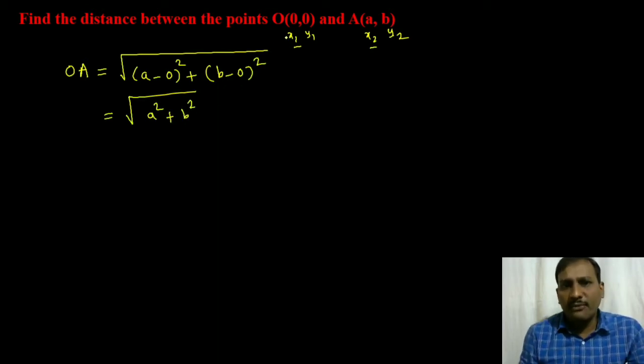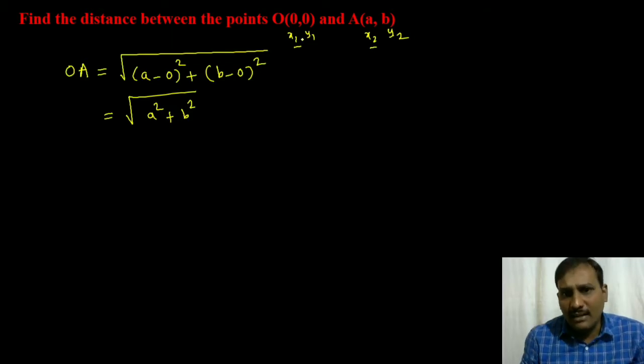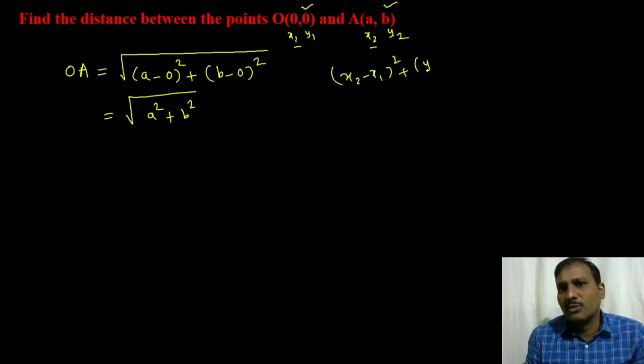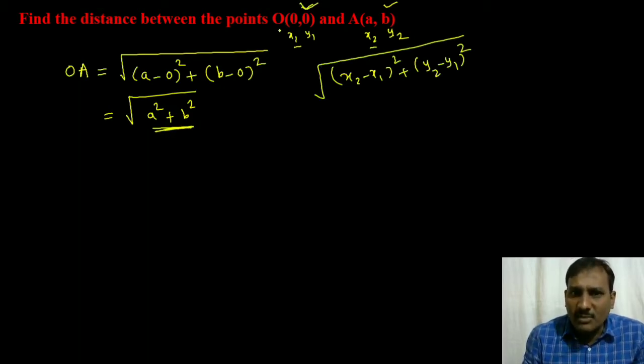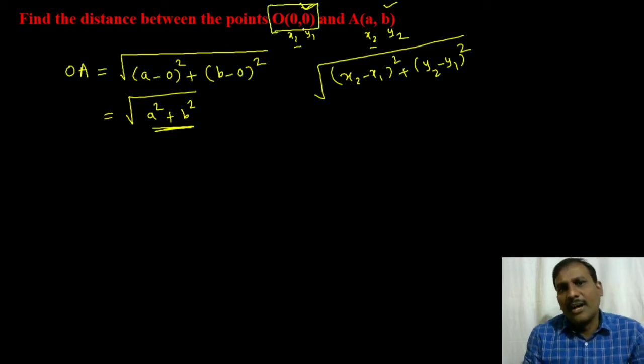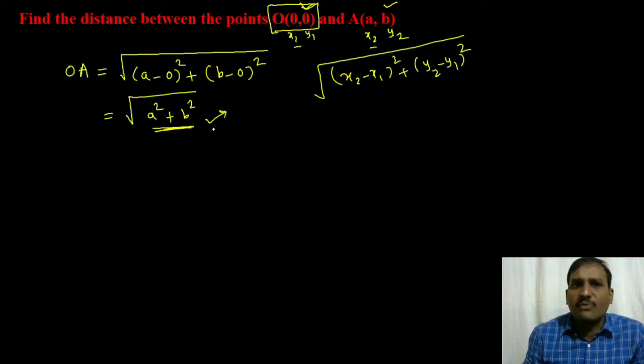Now, no need of finding the distance between origin and A comma B using the x2 minus x1 whole square plus y2 minus y1 whole square formula from now on, because we have derived a formula here. When one of the points is origin, then we can use this formula directly. That is, the distance between 0 comma 0 and A comma B will be under root A square plus B square. So this is also an important point to be noted.